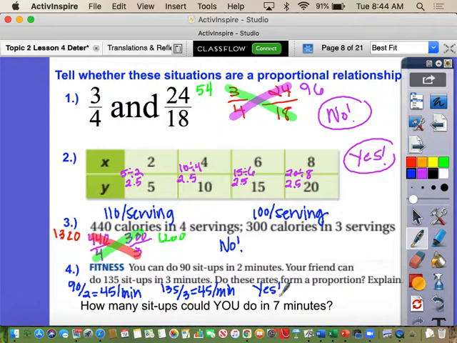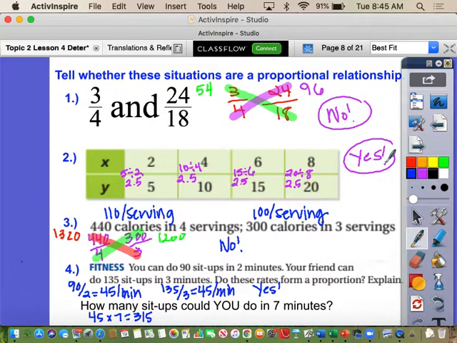Absolutely. If 45 sit-ups per minute is our unit rate, we can take 45 and multiply it by 7 minutes, and you say you got how many sit-ups, Addie? 315. So 315 sit-ups in 7 minutes is correct. So once you find that unit rate, you can kind of find any other equivalent ratio.